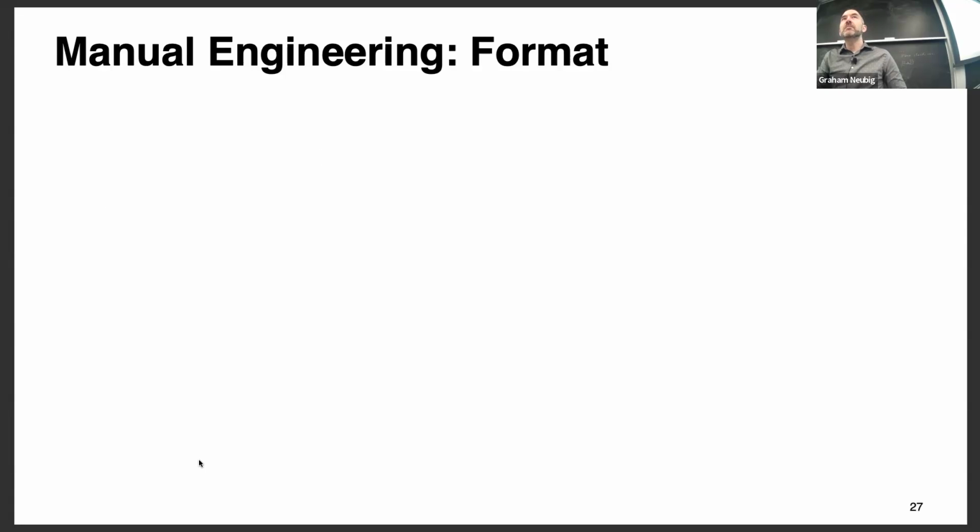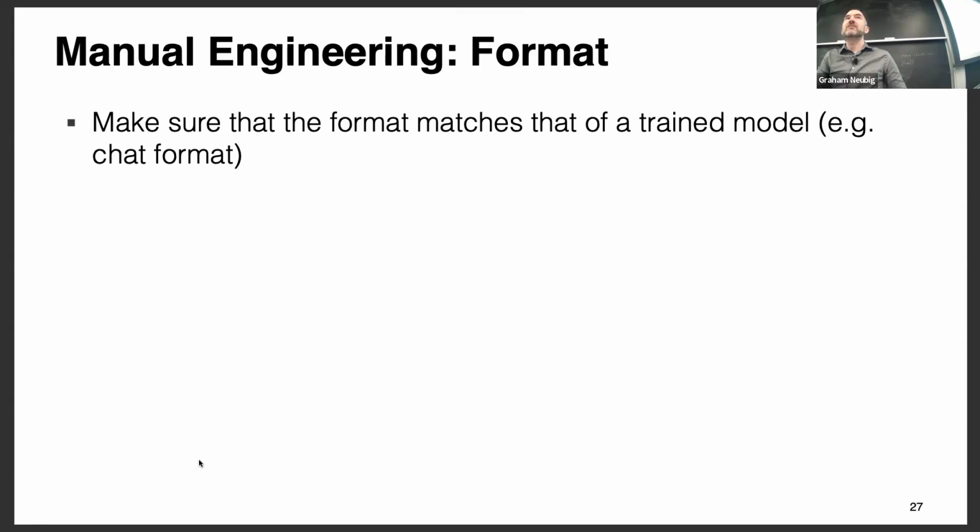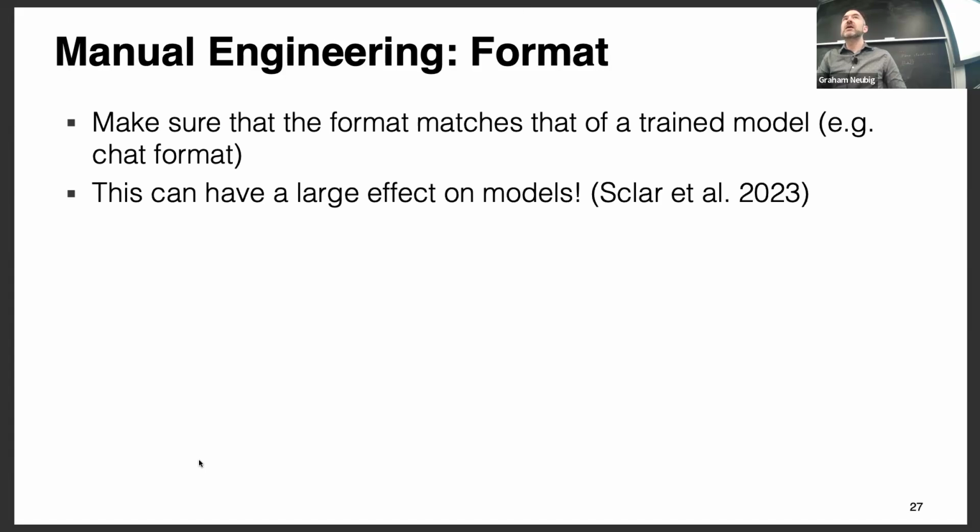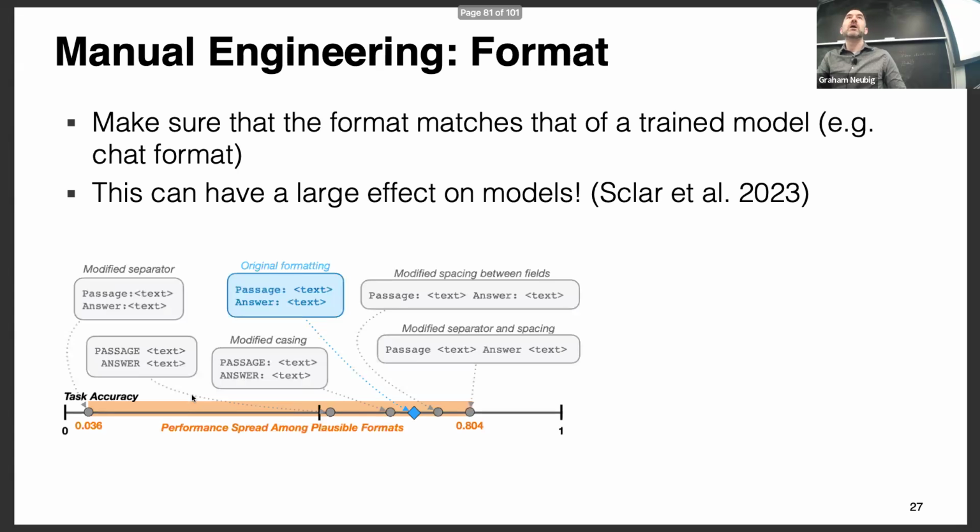So looking at manual engineering, making sure that the format matches that of a trained model, such as the chat format, is actually really, really important. And this can have a large effect on models. There's a really nice paper that demonstrated this convincingly before, and also releases some software that allows you to do this in an efficient manner.